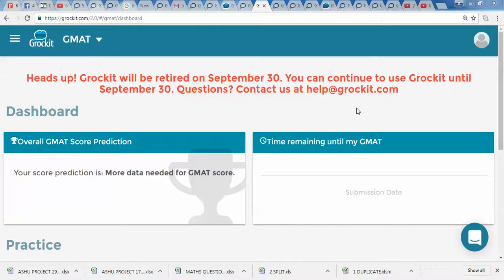Hi there. Today we'll be learning about the Grockit skill data module.